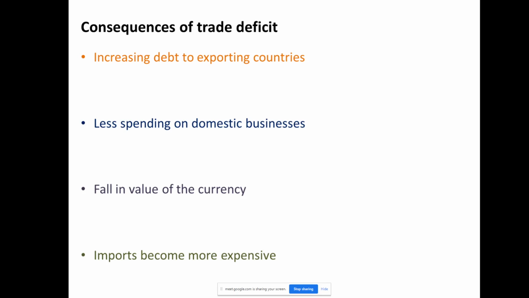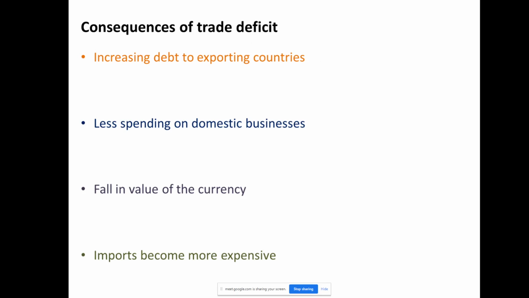Well, what does it mean? Any idea? You can go back to the concept of trade deficit. So what is trade deficit? And then go to this point here: increasing debt to exporting countries. So think about this.